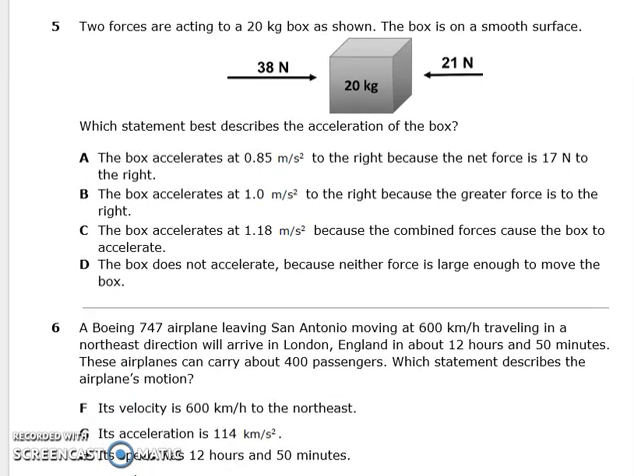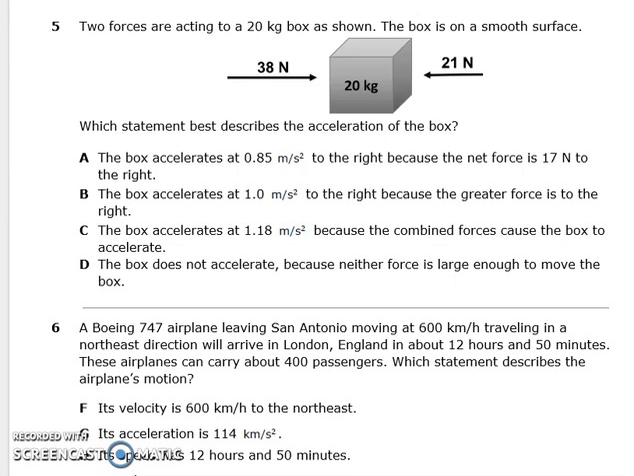Number 5. 2 forces are acting on a 20 kilogram box as shown. The box is on a smooth surface. Which statement best describes the acceleration of the box? A. The box accelerates at 0.85 meters per second squared to the right because the net force is 17 newtons to the right. B. The box accelerates at 1.0 meters per second squared to the right because the greater force is to the right.